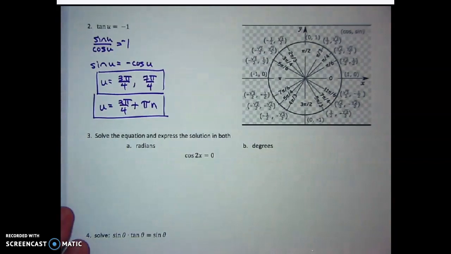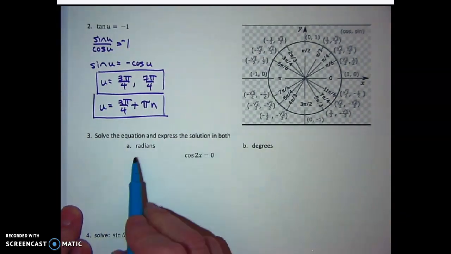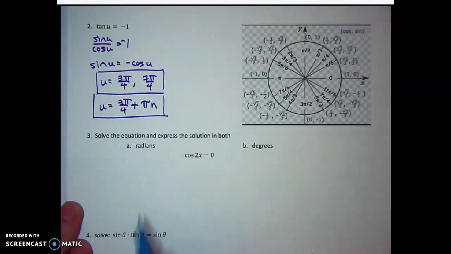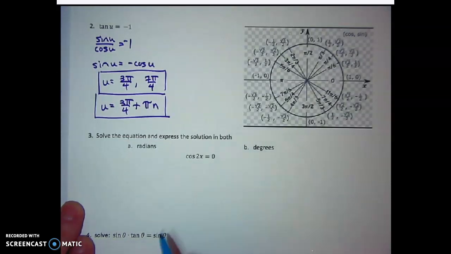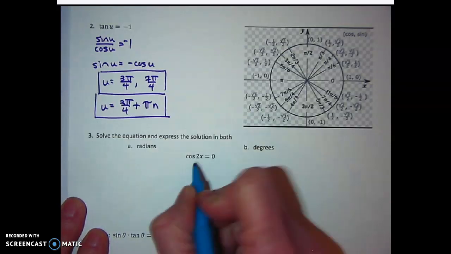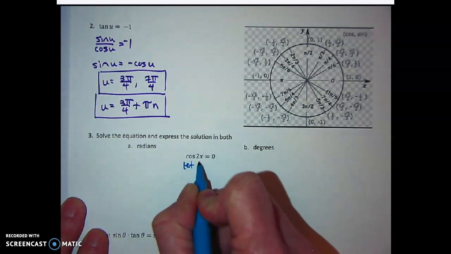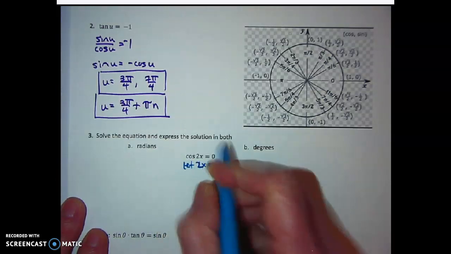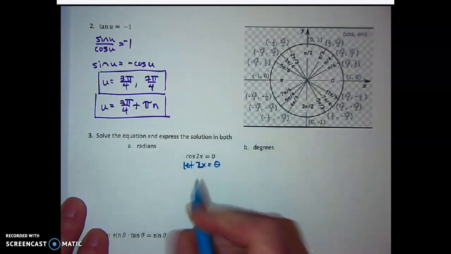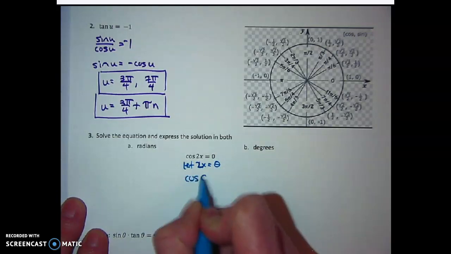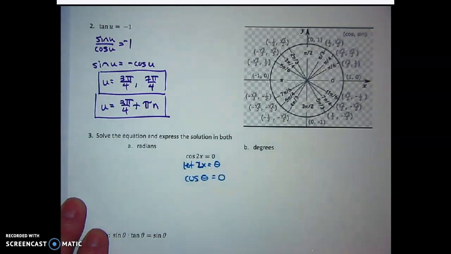Number 3, we're going to solve this and express the solution in both radians and degrees. Cosine of 2x equals 0. Don't let that 2x fool you. Let's just change this for a second. Let's let 2x equal theta. So now we're really only solving when is the cosine of theta equal 0.